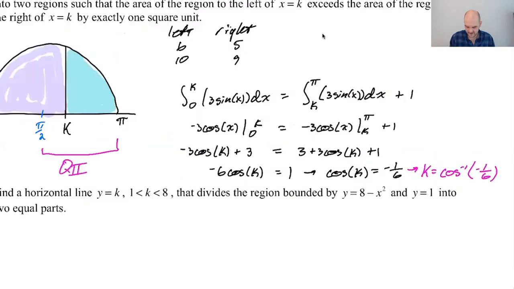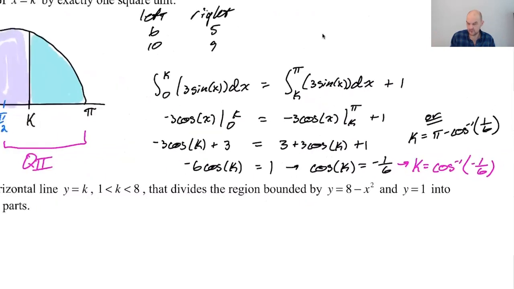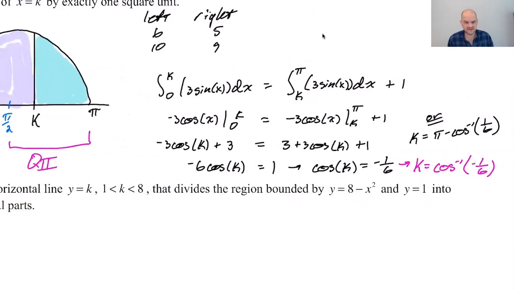An alternative answer, I guess, we could have just gotten the reference angle. So we could do, or K equals, if we'd just gotten the reference angle, we could say it's pi minus the cosine inverse of +1/6, right? Where the reference angle is the inverse cosine of 1/6.